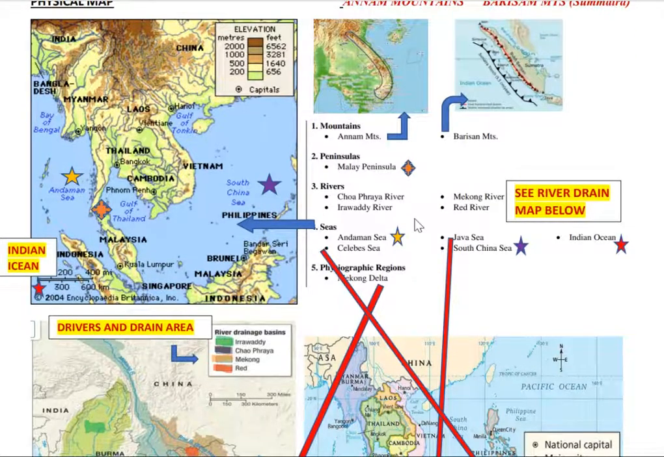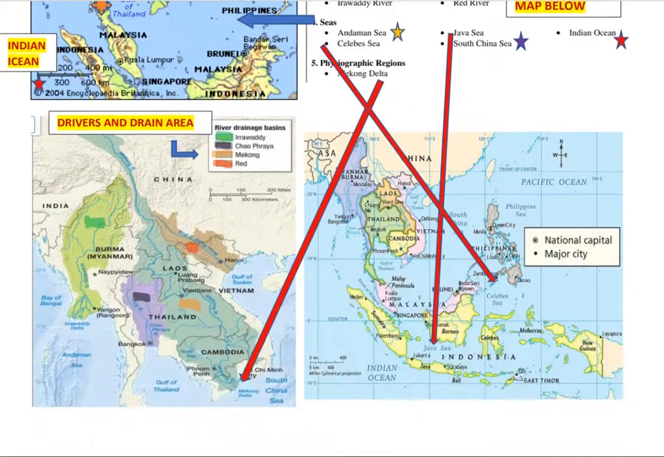Sorry, the chart's right here. There's your gold star. There's your blue star. There's your red star. Now, some of these couldn't fit on this map, so we have this arrow leading to the other bodies of water down below. And you'll see the arrow from the Java Sea pointing down to the Java Sea.